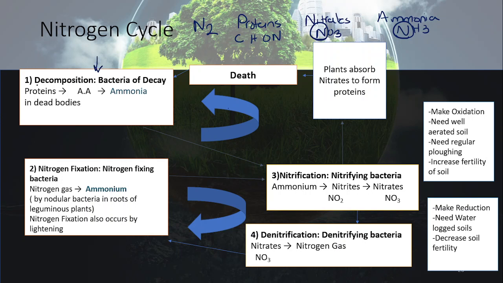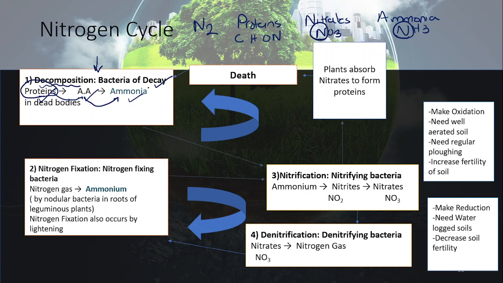Stage number 1 is decomposition. What's decomposition? Decomposition is done by the bacteria of decay, where this bacteria digests the proteins in the dead bodies into amino acids, and then these amino acids are broken down into ammonia. The proteins contain nitrogen, the amino acids contain nitrogen, and the ammonia contains nitrogen.